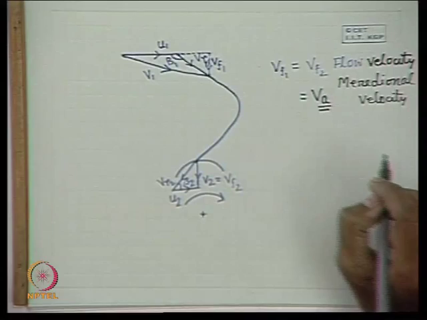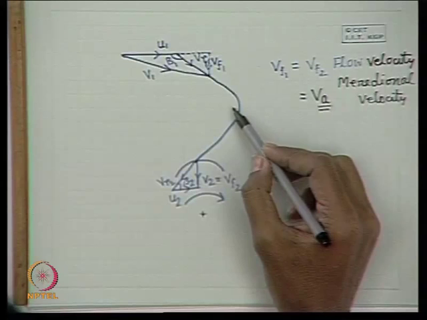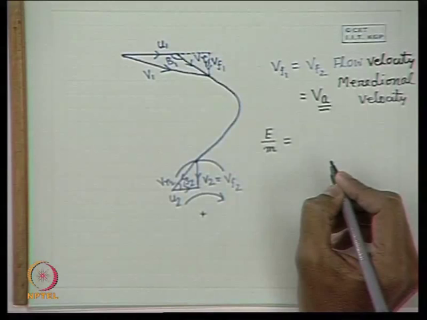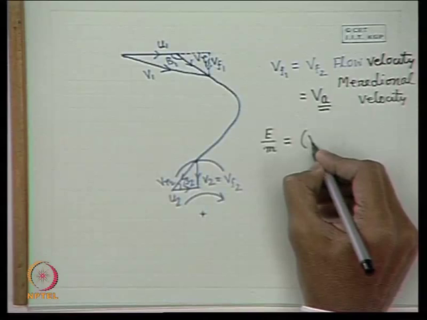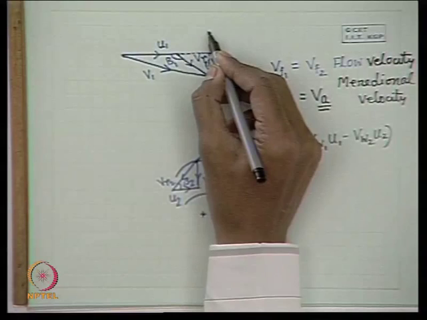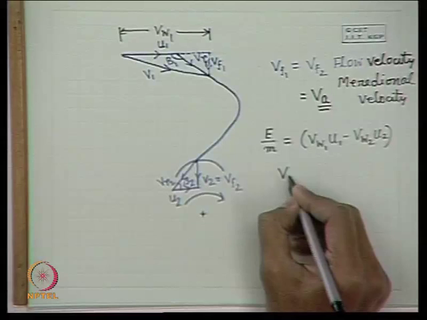Now, let us see, from the typical velocity triangle, what is the power that is being developed, or that is being given by the fluid to the runner. As we know, the energy per unit mass is given by the expression from Euler's equation: Vw1 U1 minus Vw2 U2. Well, what is Vw1 in this case? This is our Vw1, which we can write from this triangle.